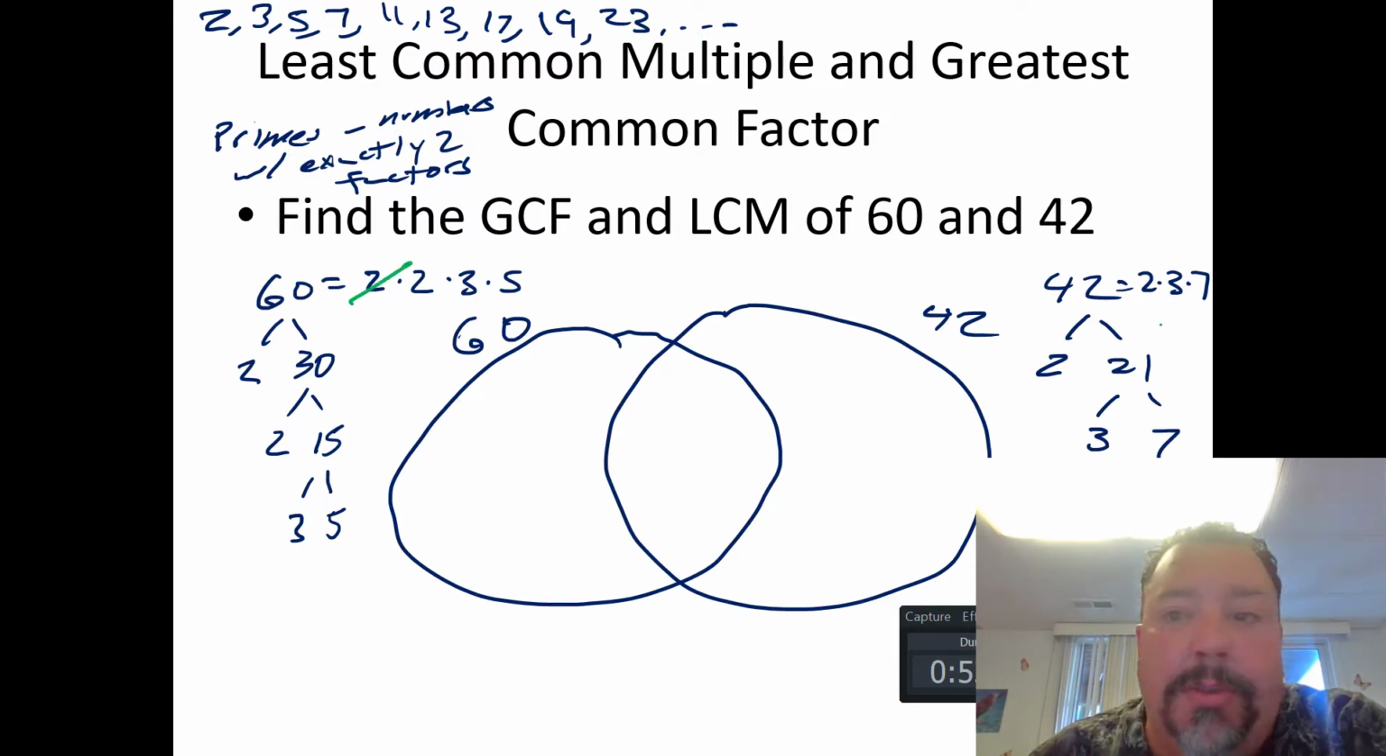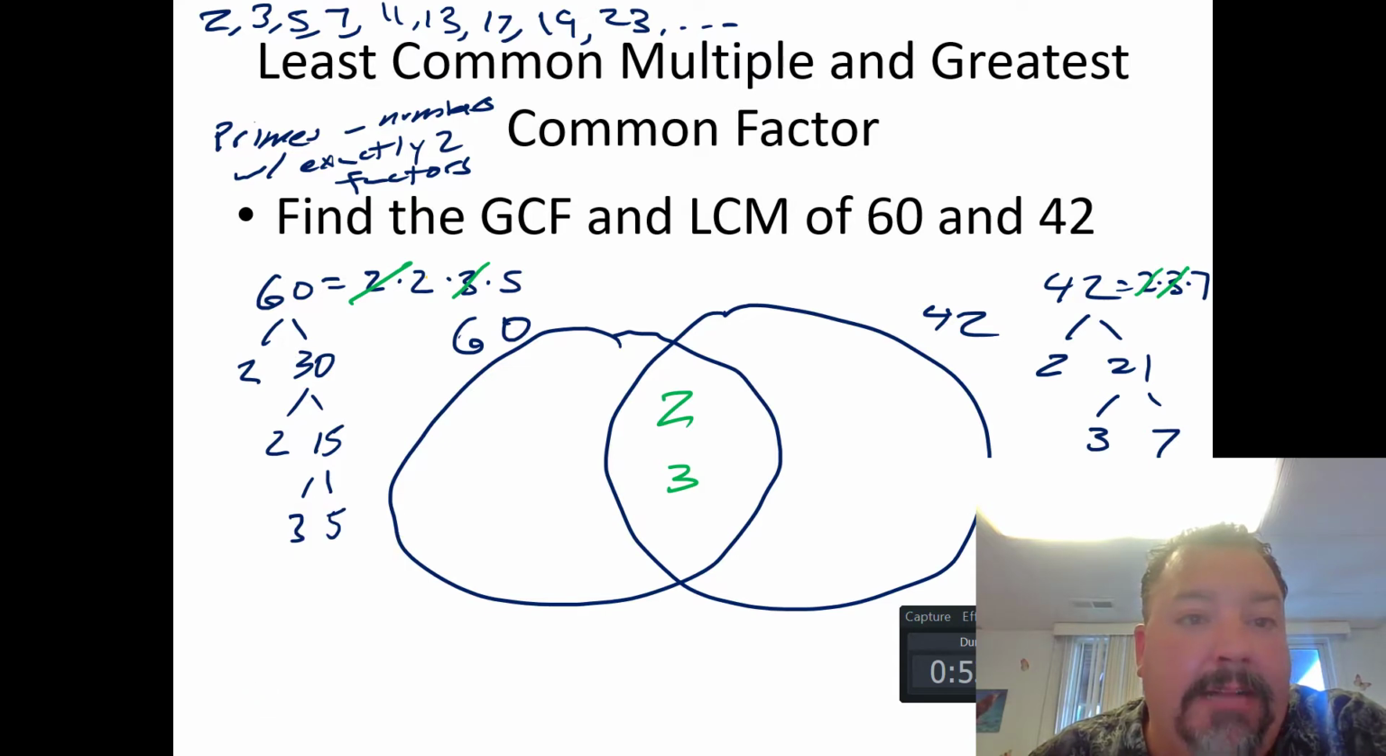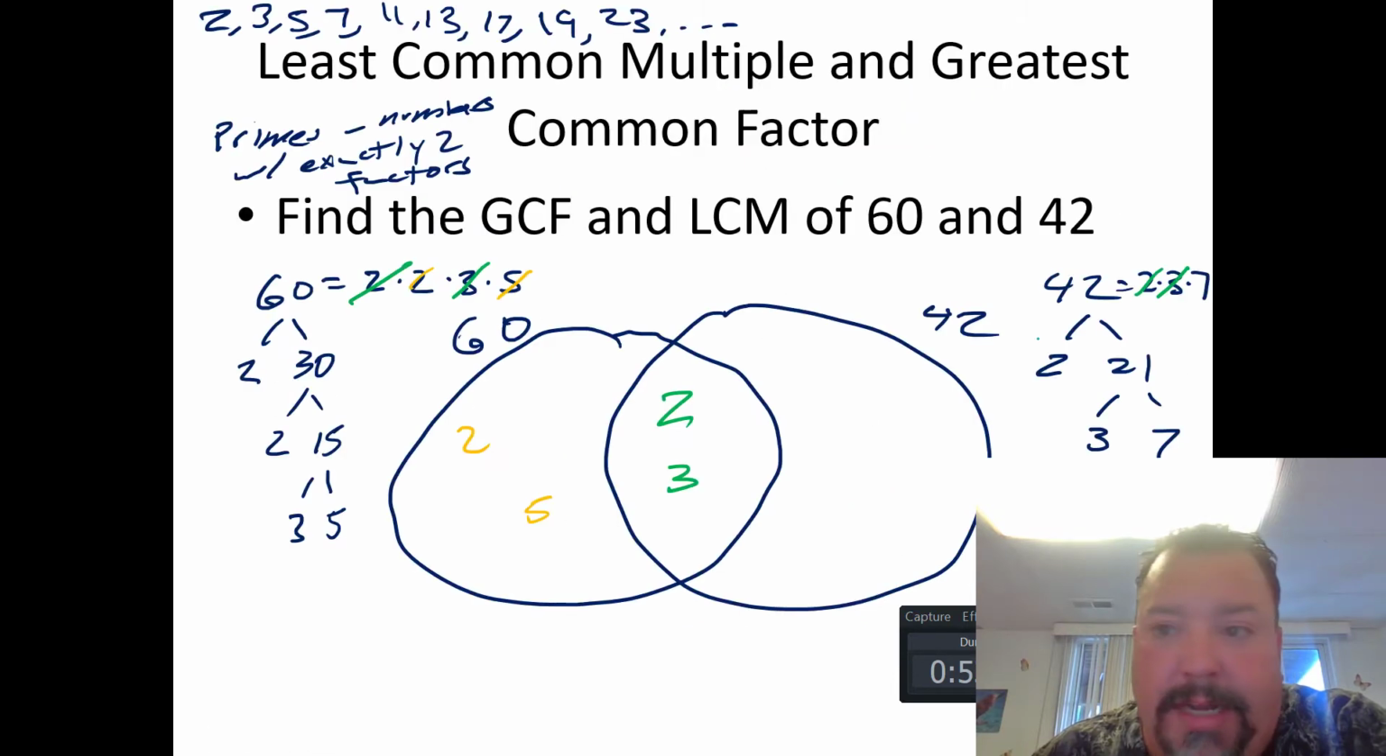So they have a 2 in common, so we put a 2 here in the middle. And they also have a 3 in common, so we put a 3 in the middle. And those are all the common factors. Now, we go over here and we say, okay, we've got a 2 left over, we've got a 5 left over, we put those there. And if we go to this side, we've got a 7 left over. Put that on this side.